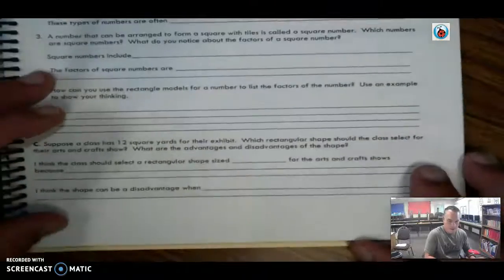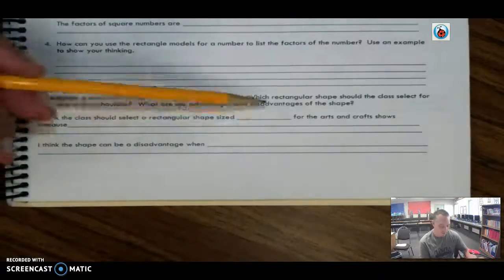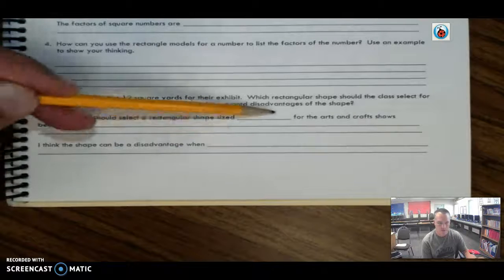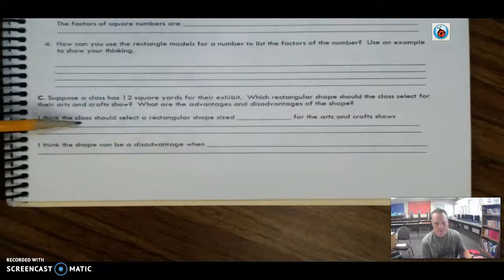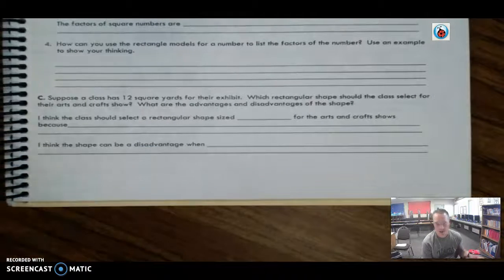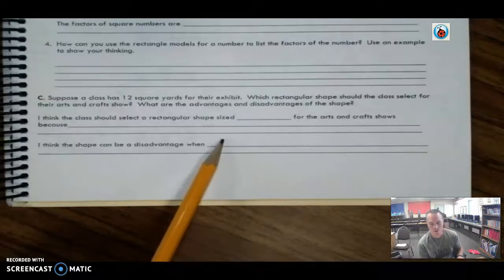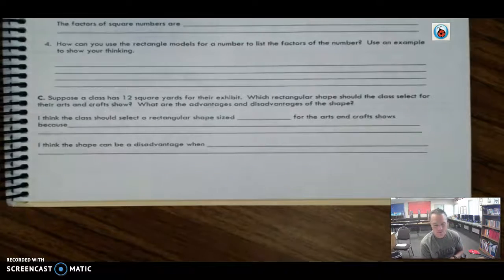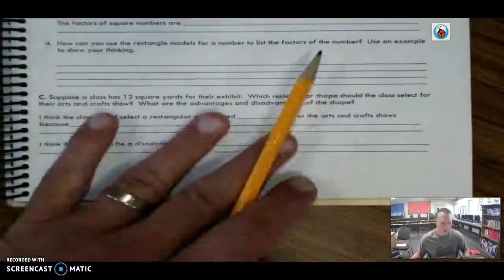Okay, so down here, I think the class should select a rectangular shape size, and they want numbers like 1 times 12, 2 times 6, 3 by 4 for the arts and crafts show because, and you would write that in. I think a shape can be a disadvantage when. So what would be the reasoning you wouldn't pick one of the shapes? We're going to go ahead and complete that as best you can.